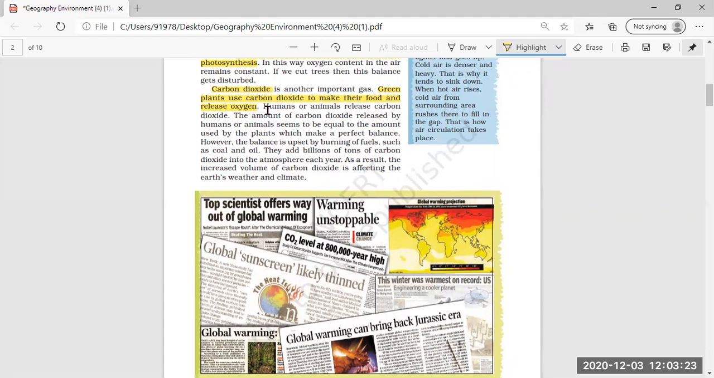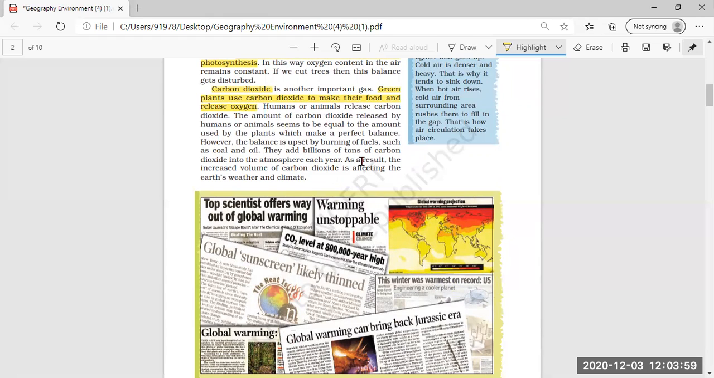That means human beings and animals breathe out carbon dioxide, and that carbon dioxide is taken by the green plants to make their food, and in return these green plants release oxygen. So in this way, the equal amount is used by the plants, which makes the perfect balance. How much carbon dioxide they take in, that much oxygen is released back for humans and animals.